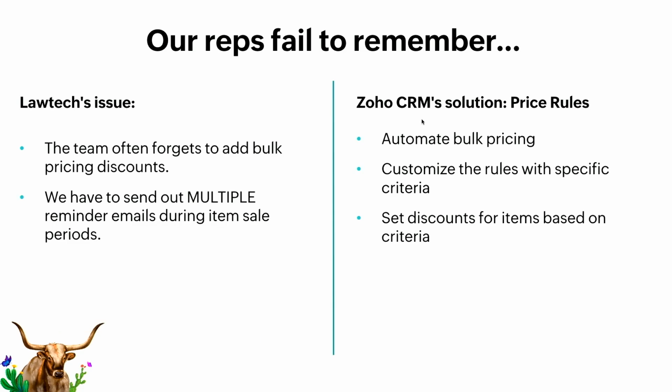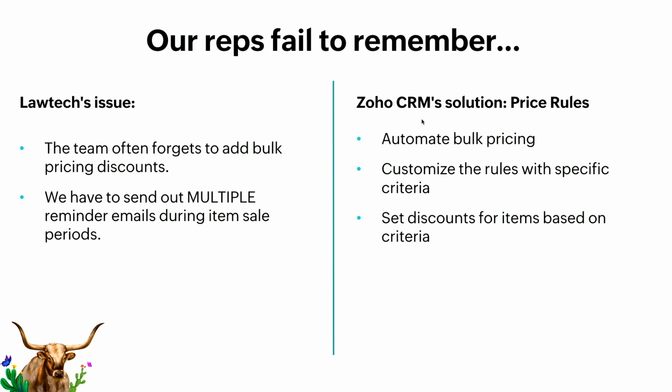So you remember we talked about Lawton's issue. Our reps fail to remember all sorts of things. We're all human, right? Not a big deal. What we can do is we can help to fix that. Specifically, their team forgets to add bulk pricing discounts, and they also have to send out multiple reminder emails to remind of sale periods. And so that's resulting in issues in quoting, and we want to go ahead and resolve that. Our solution to that is going to be price rules.